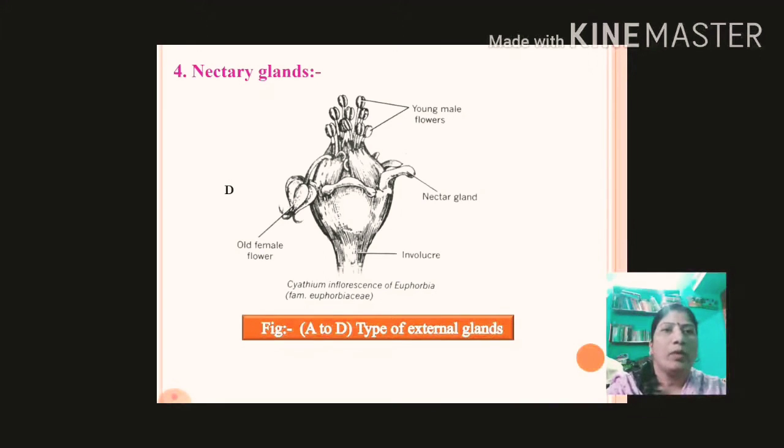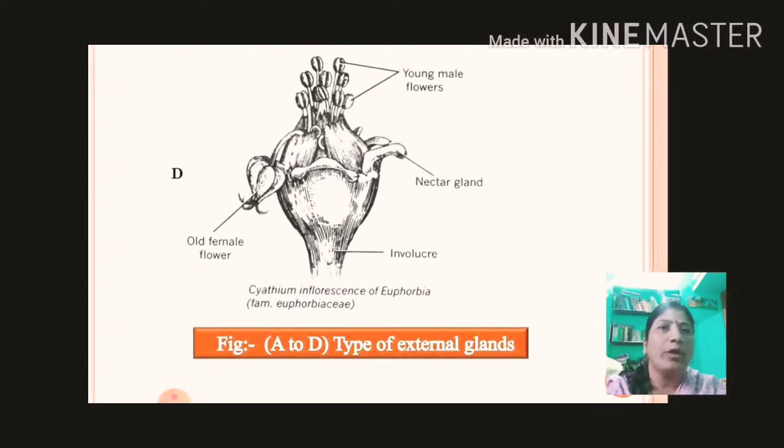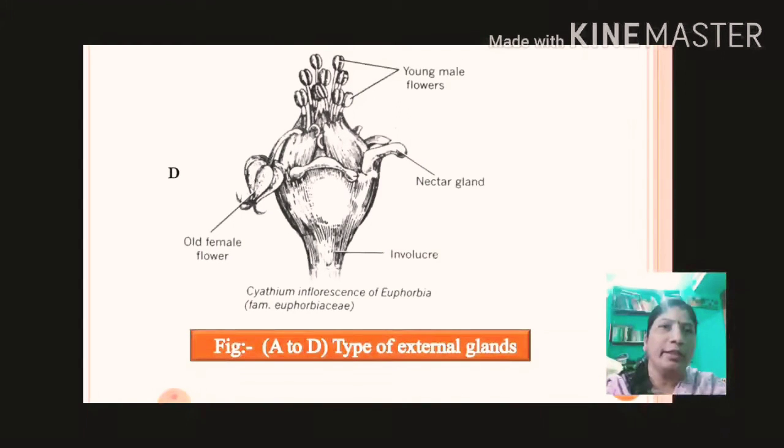The fourth and last type of external glands is the nectary glands. The nectary glands are shown in the flowering body of the cyathium inflorescence of the Euphorbia family, that is the Euphorbiaceae family. The diagram shows the young male flowers present in the flowering body.